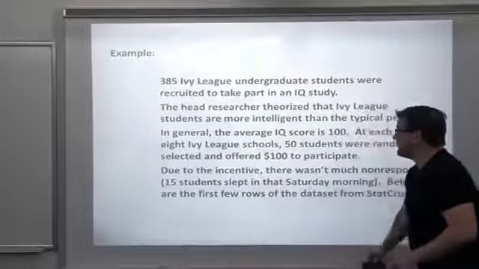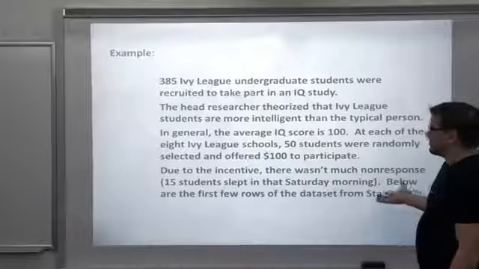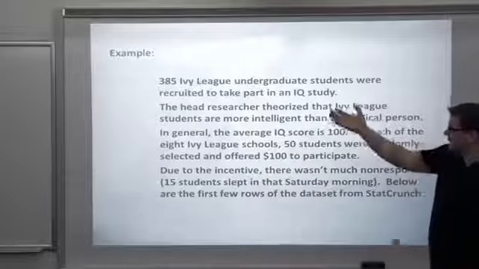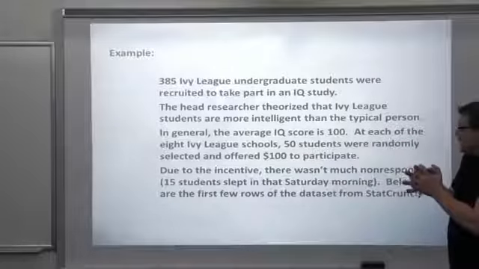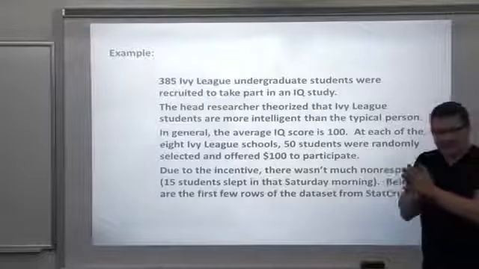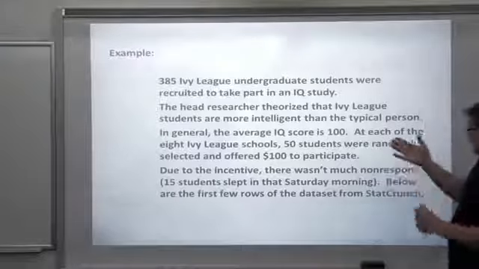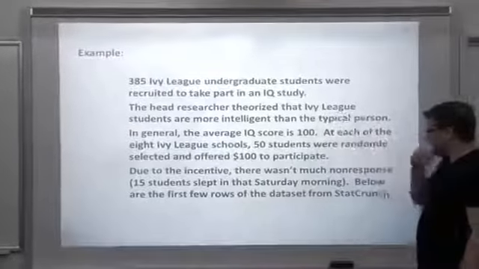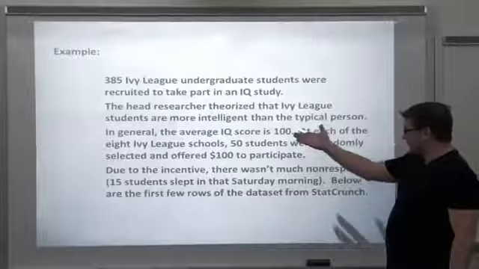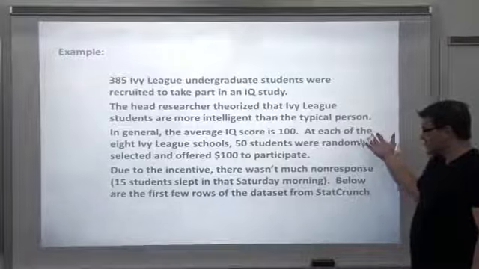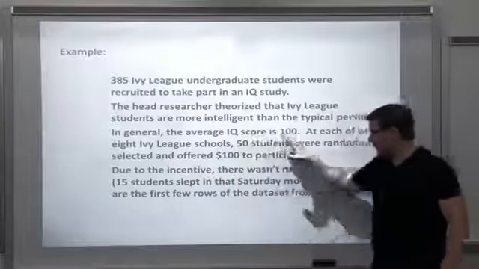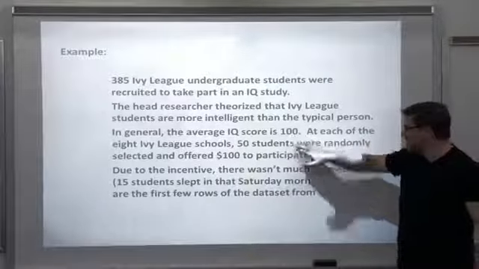All right, pretty much everybody's familiar with IQ scores, so here's the example. 385 Ivy League undergrads were recruited to take part in an IQ study. The head researcher theorized that Ivy Leaguers are more intelligent than the general population, than the typical person. So you might know this. The average IQ is set at 100.